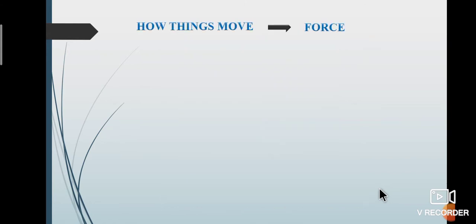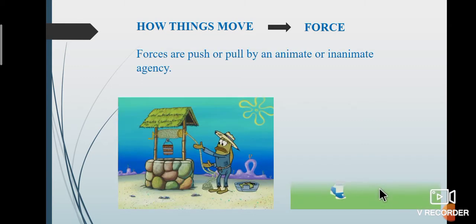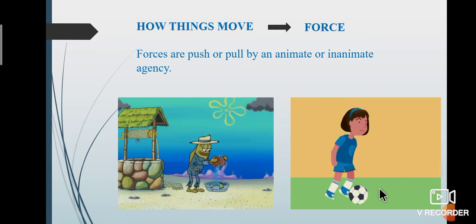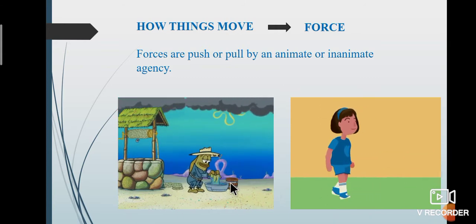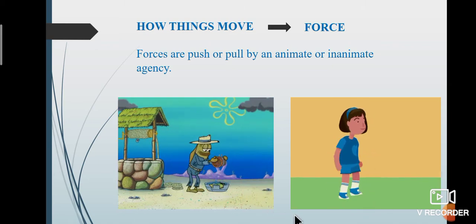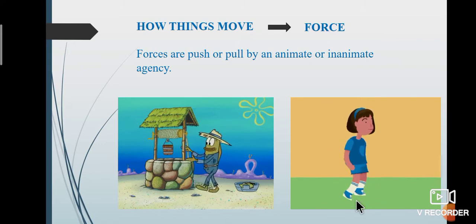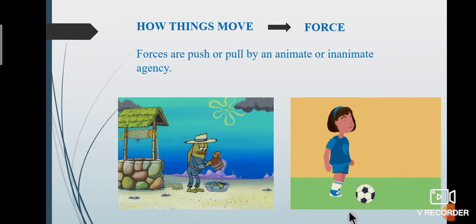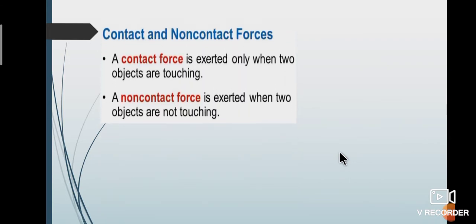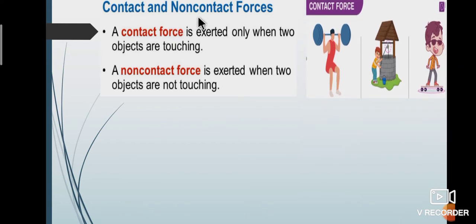Okay, how do things move? Because of force. Yes, forces are push or pull by an animate or inanimate agency. Example, in our daily life, pulling water out of a well, or kicking a ball, it moves. So a push or pull by an animate or inanimate agency to do a work is called force. Next, forces are classified into two types: contact force and non-contact force.